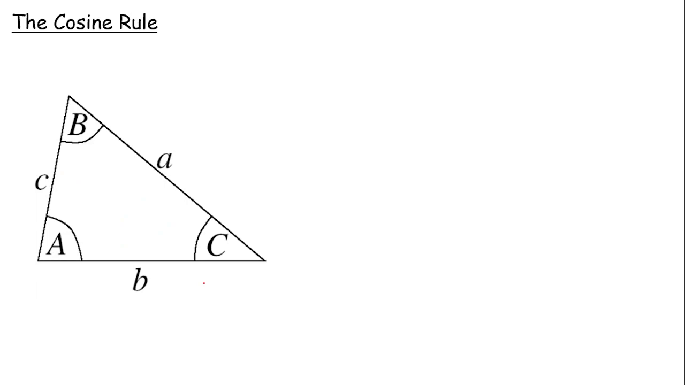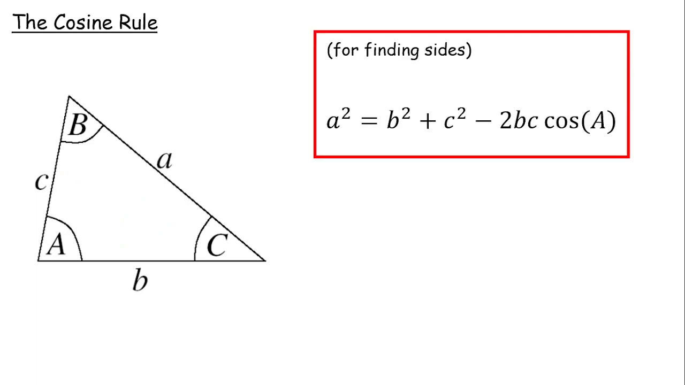So what actually is the cosine rule? The cosine rule is here. This is to find sides using the cosine rule. So a squared equals b squared plus c squared, take away 2bc cos of the angle A. And this formula here is given to you in the formula booklet, which is really nice.